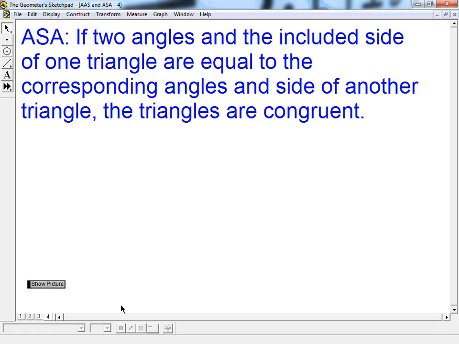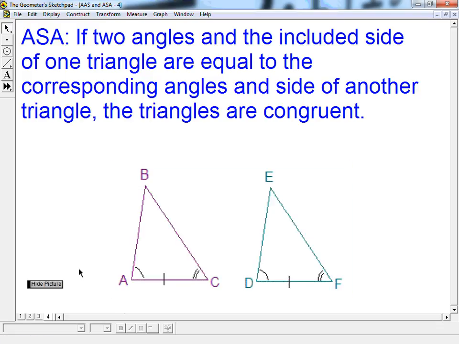Again, if two angles and the included side, remember the included side is the side in between the angles, of one triangle are equal to the corresponding angles and side of another triangle, then the triangles are congruent. An example: those two triangles, I'll say, are congruent.